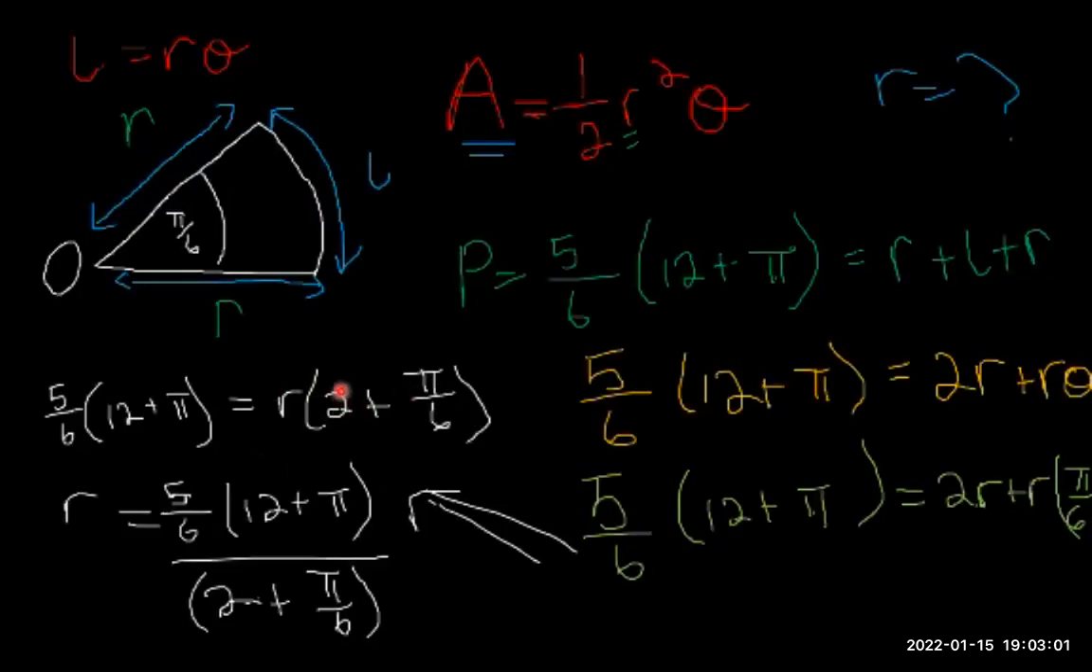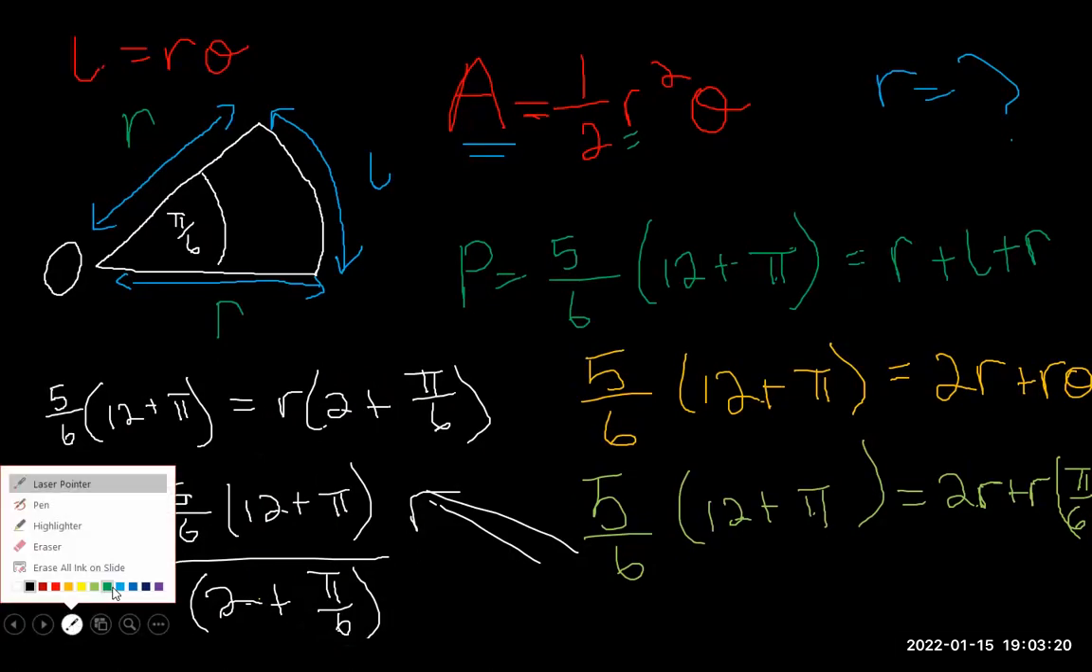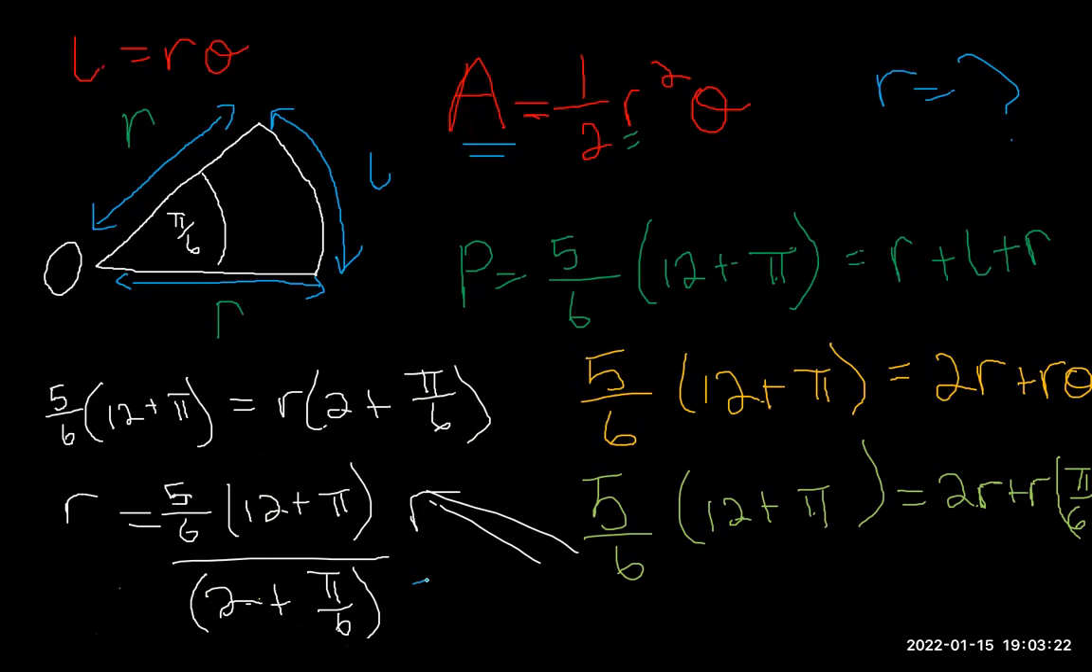To get r by itself, I need to get rid of this 2 plus pi on 6. So I would divide both sides by 2 plus pi on 6. So r is equal to 5 on 6 by 12 plus pi divided by 2 plus pi on 6. You good with that? Everybody? Yes, miss, I understand now.